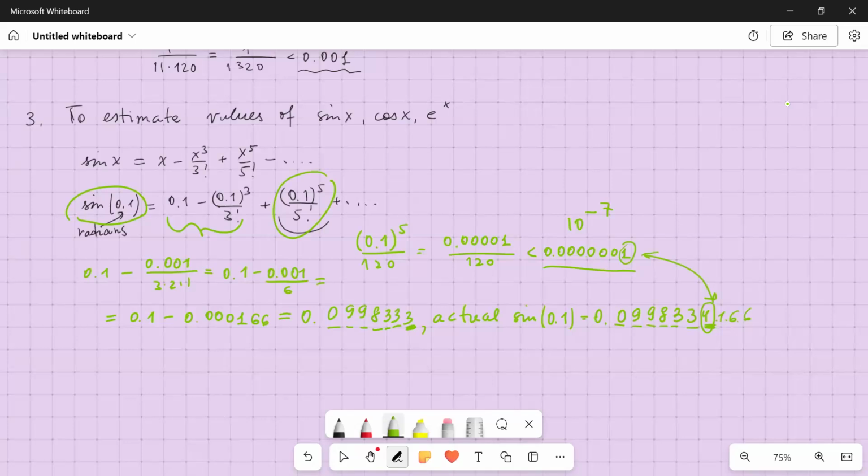Okay, I think that's all. So what you will need to remember: first, how to find the Taylor series, both centered at 0 and not centered at 0; how to use it to estimate the values of sine, cosine, and e to the power of x; how to use it to calculate limits without L'Hopital's rule; and how to use it to estimate integrals.